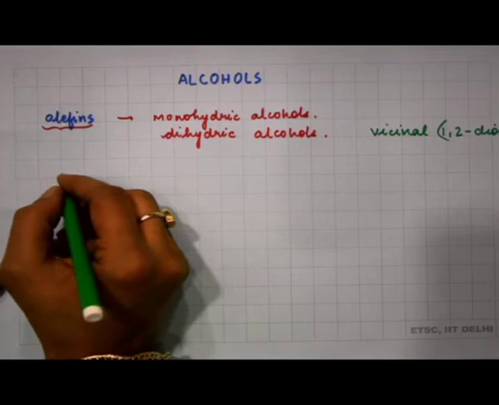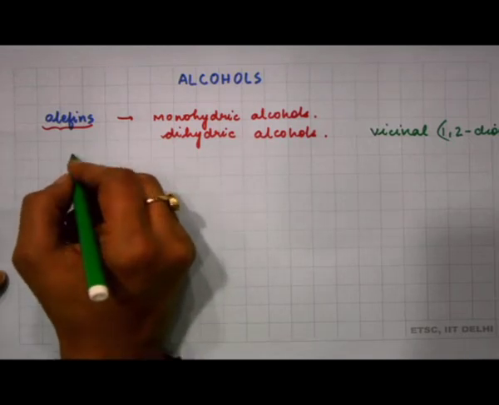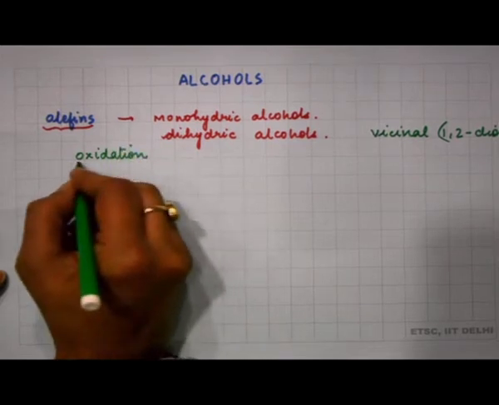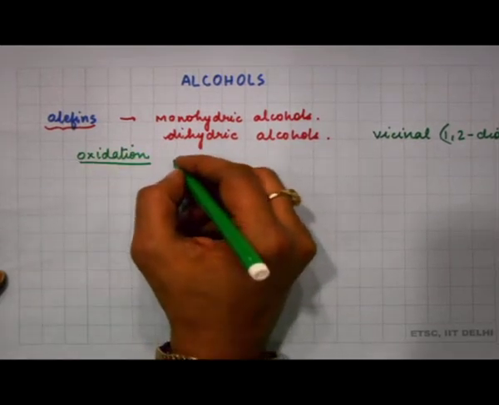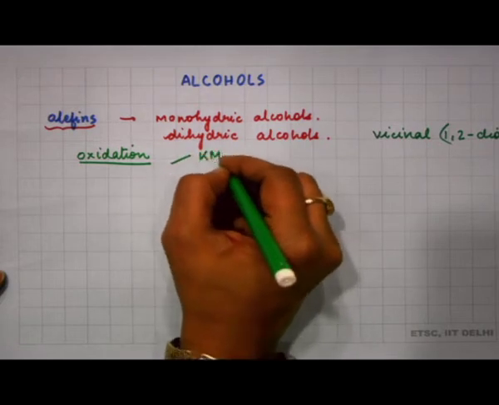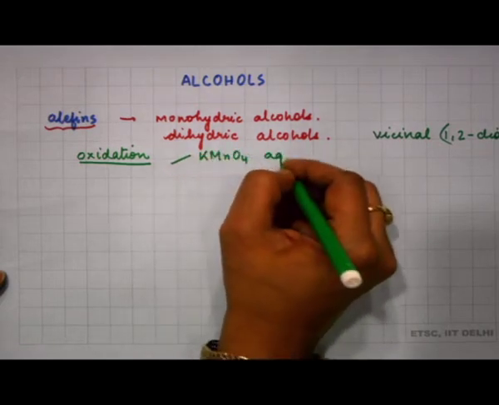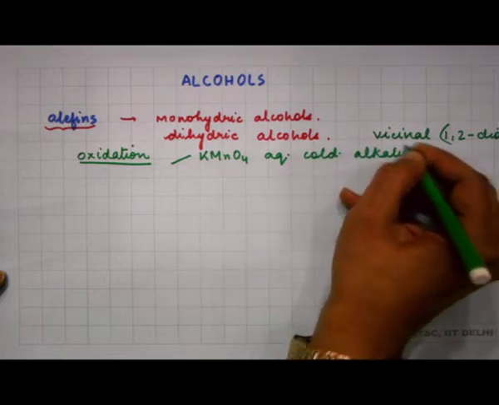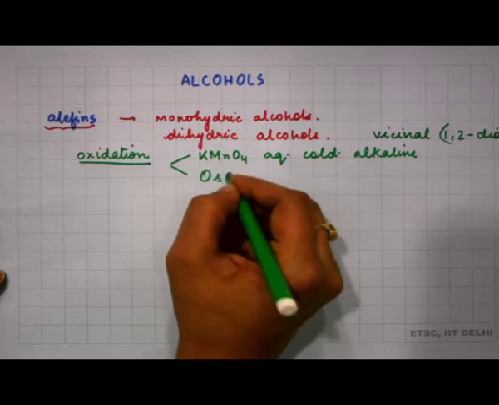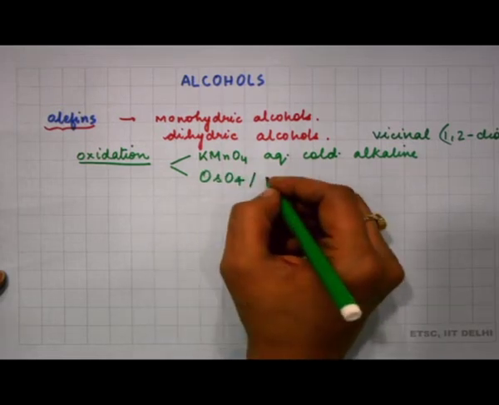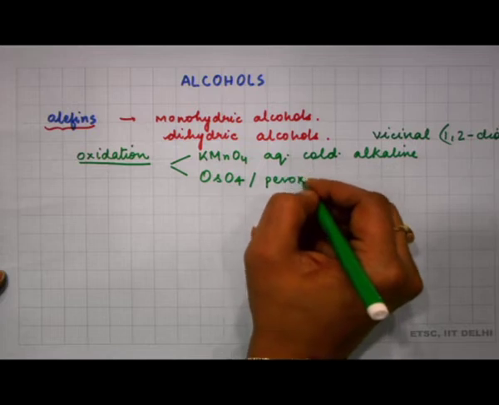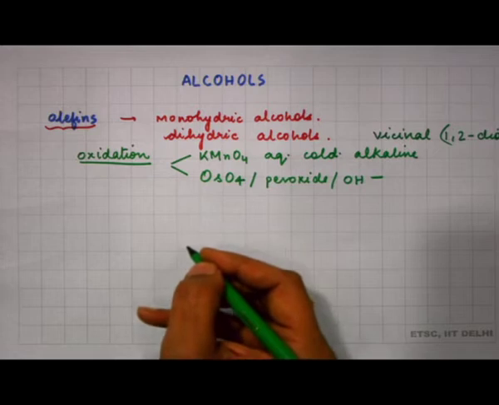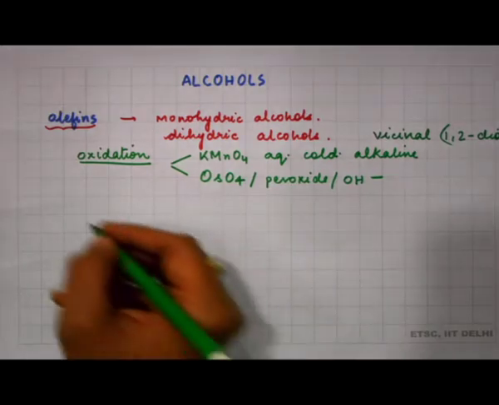So, the general strategy for doing this is an oxidation reaction. It is an oxidation with different kinds of oxidizing agents like aqueous, cold, alkaline KMnO4 solution. It could be osmium tetraoxide in combination with a peroxide under basic conditions, right. So, we are going to study some of these strategies for making the vicinal diols.